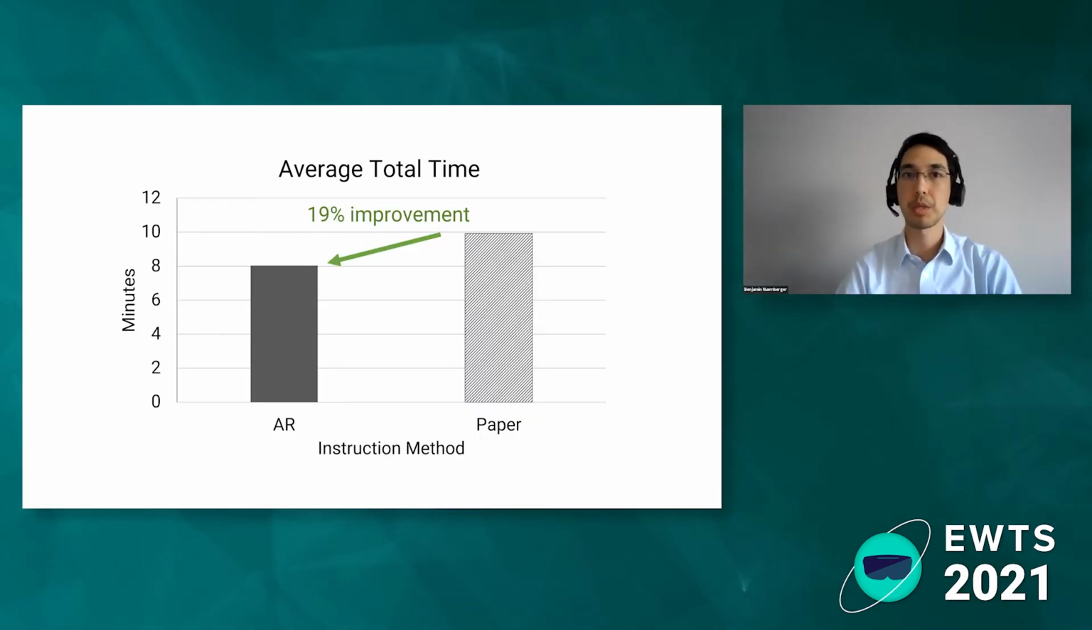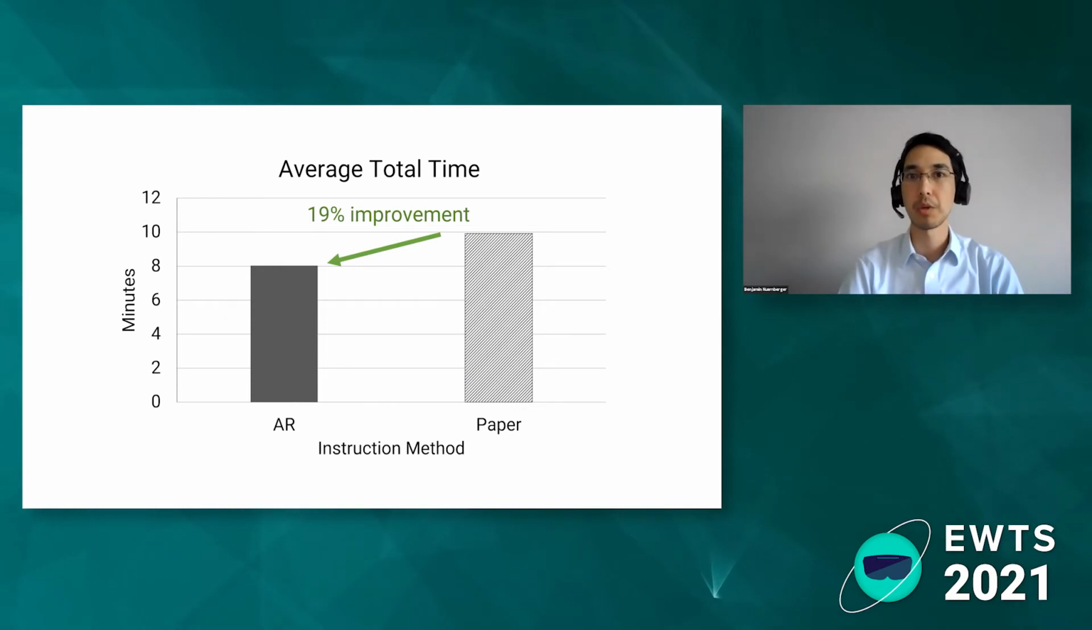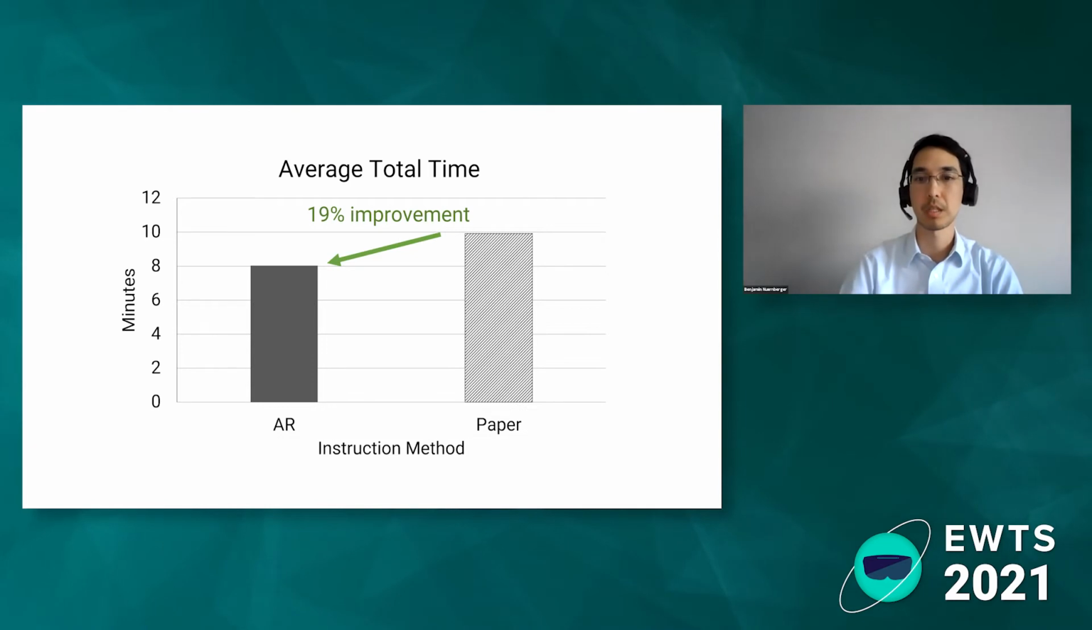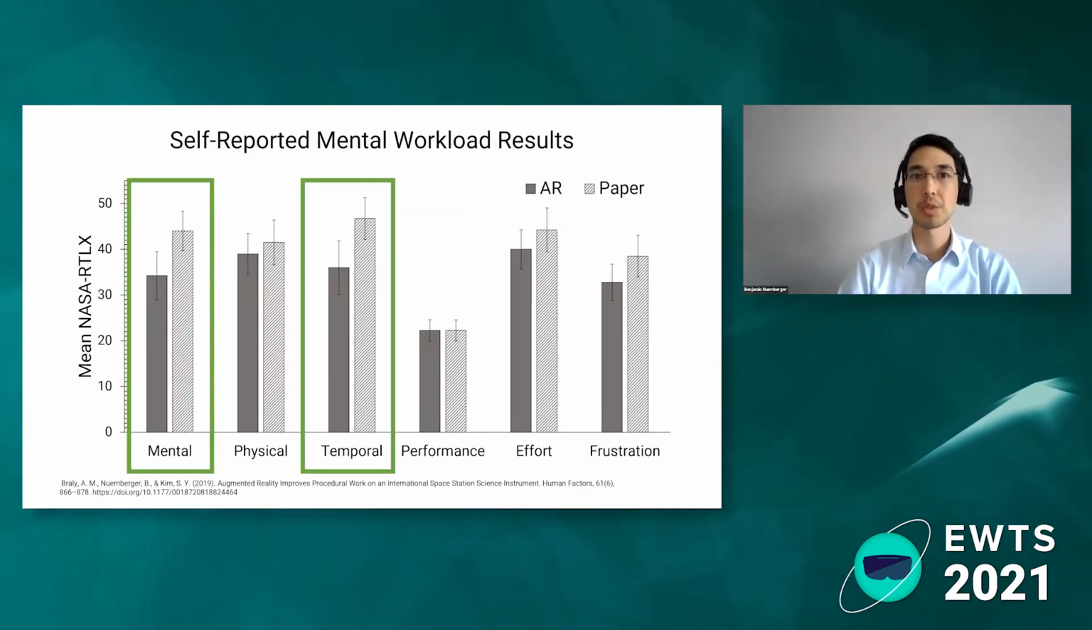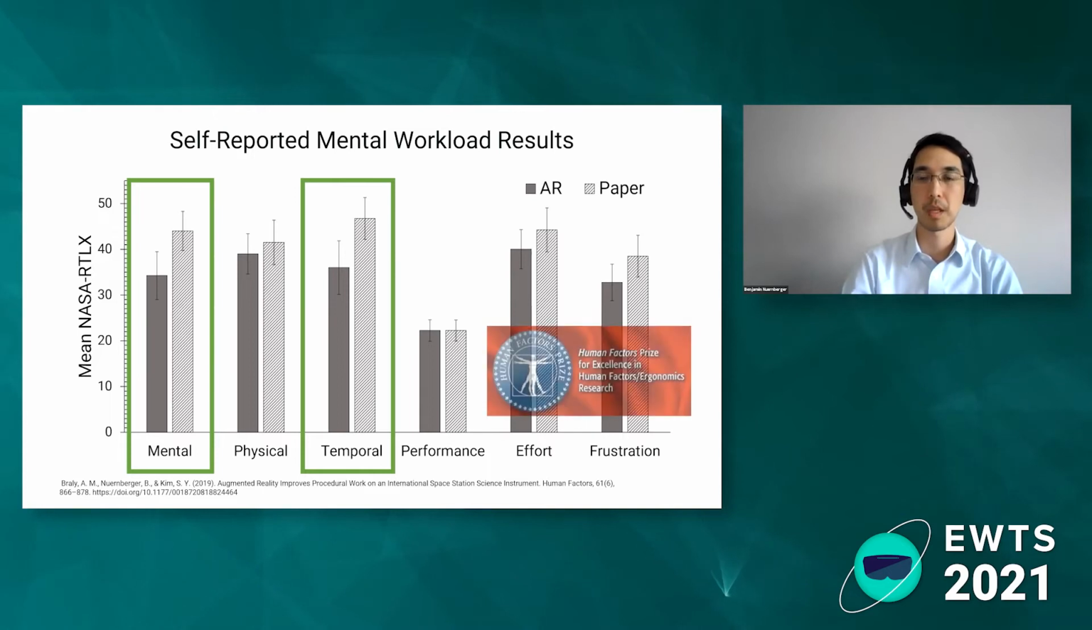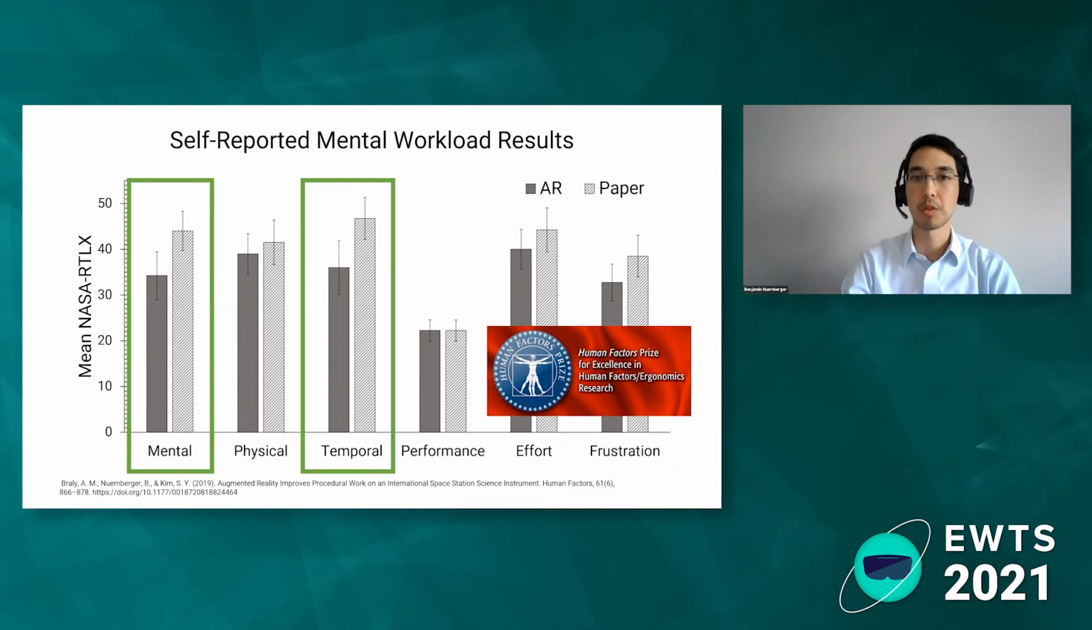And what we found was, with 20 participants, there was an average total time improvement of about 19% for this very simple task. We also found through self-reported mental workload results that there was a statistically significant difference between the mental and temporal workload demands between augmented reality and paper conditions. And you can see more of the results of this user experiment in our paper cited below, which won the Human Factors Prize a few years ago.